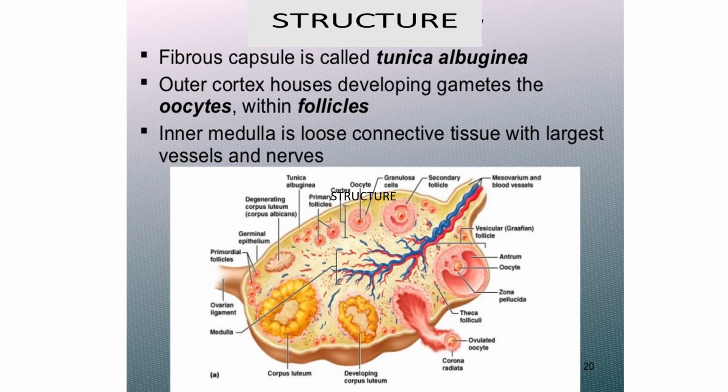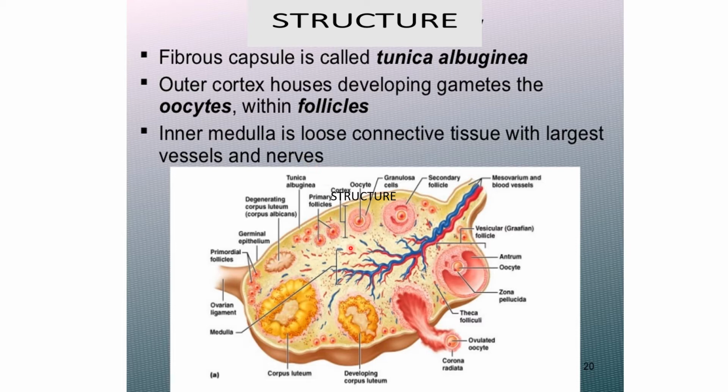The ovary has a capsule called the tunica albuginea. The outer area of the ovary is called the cortex and it houses the developing gametes, called the oocytes, within the follicles. They are situated within the follicle and it is placed in the cortex. The innermost area is called the medulla. It is loose connective tissue with the largest vessels and nerves.